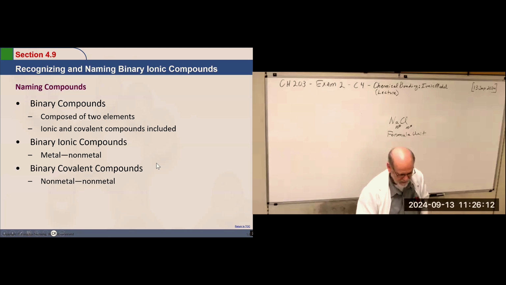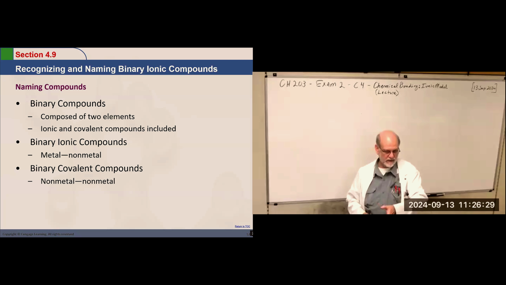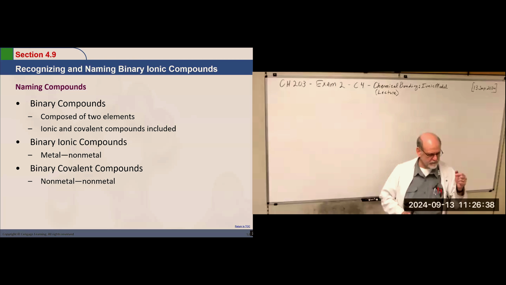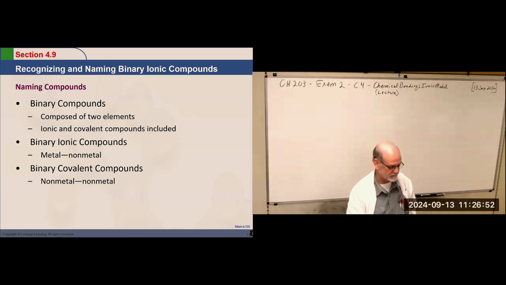So now we're going to build and name compounds. And we're going to start with binary compounds. Binary ionic compounds, as a matter of fact, and then we'll transition to binary covalent compounds. Now, the next chapter, chapter 5, focuses on covalent compounds, but it makes more sense if I give you the rules all together, both ionic and covalent. So that's what I'm going to do in this chapter. And then we'll advance to more information about covalence in the next chapter.